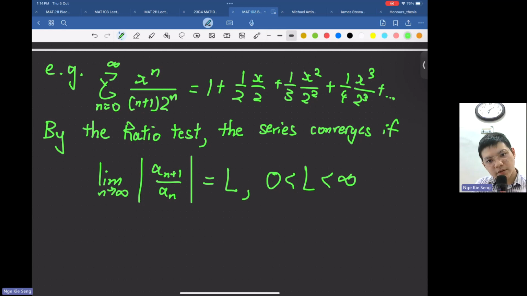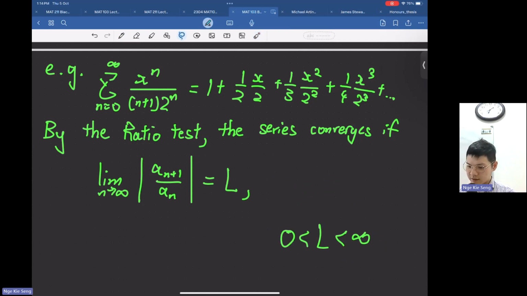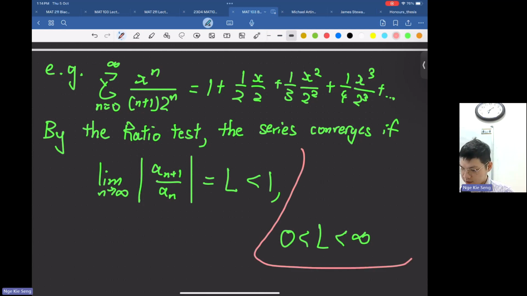Is this the ratio test? It's less than 1. So what is this condition when it is finite? What is this for? This is the limit comparison test.